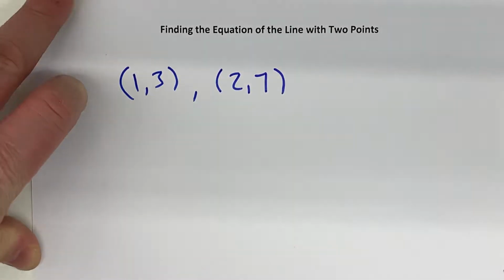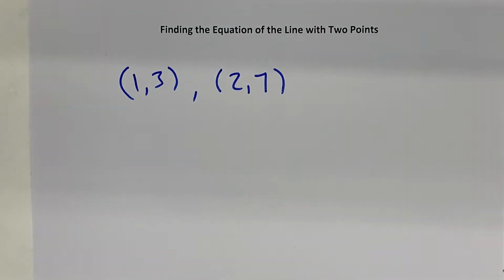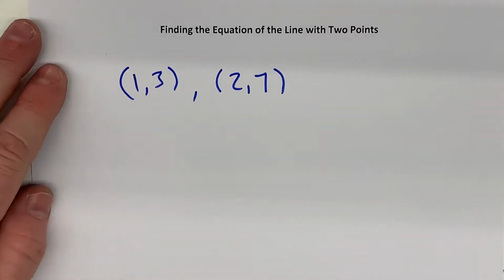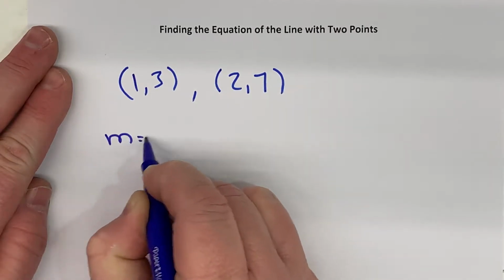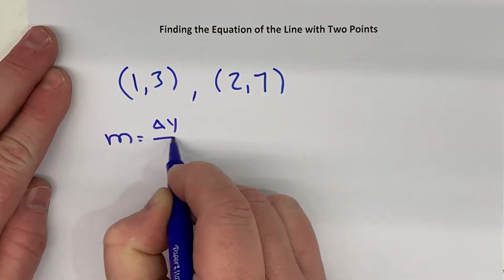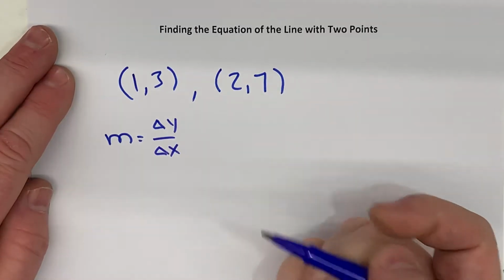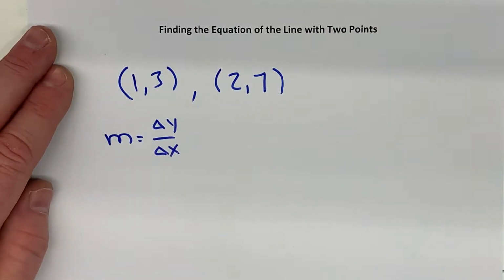So I have 1, 3, and 2, 7. Now there is a line that goes through those points and we need to find the equation of it. I'm gonna show you the most simple possible way that I can think of. My first thing to do is I wanna find the slope. So we know that m, our slope, is delta y over delta x. Delta y over delta x is the slope.